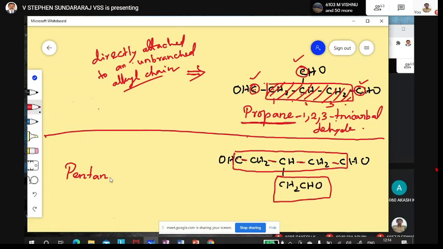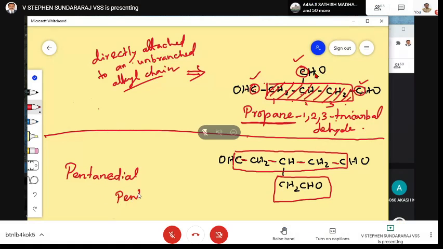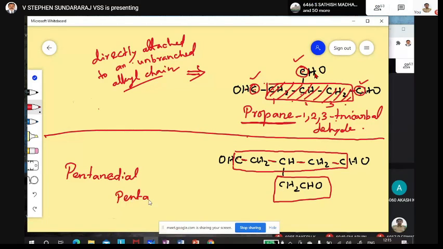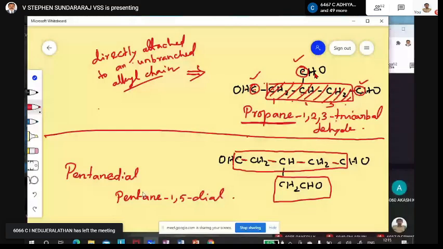Pentane. Okay, and I will write pentanedial. Even if you want to write, pentane-1,5-dial also you can write. Understood? Pentanedial, both are same according to me and the IUPAC name. Both are same. Some of you may use the dial alone. Some of you can use 1,5-dial because it will be all in the terminal position only once the longest chain is there.